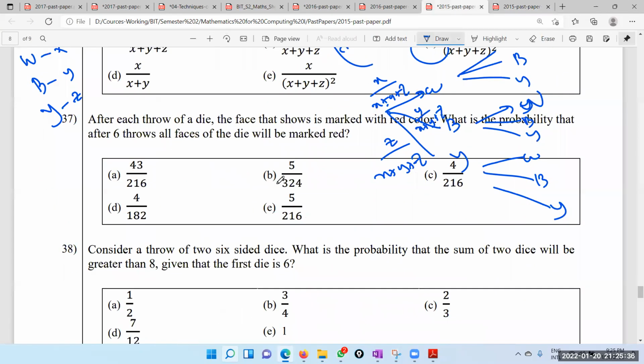Then 37. After each throw of a die, the face that shows is marked with red color. An interesting question.